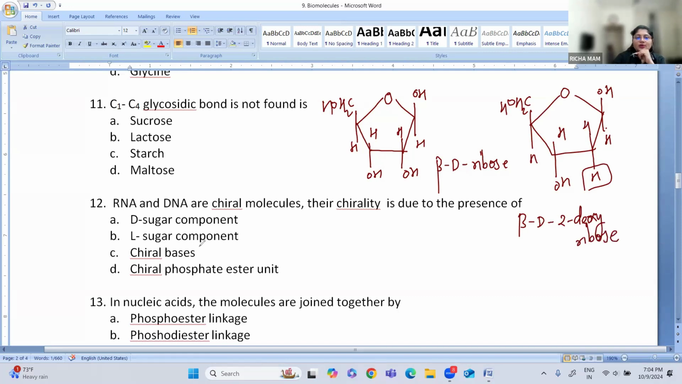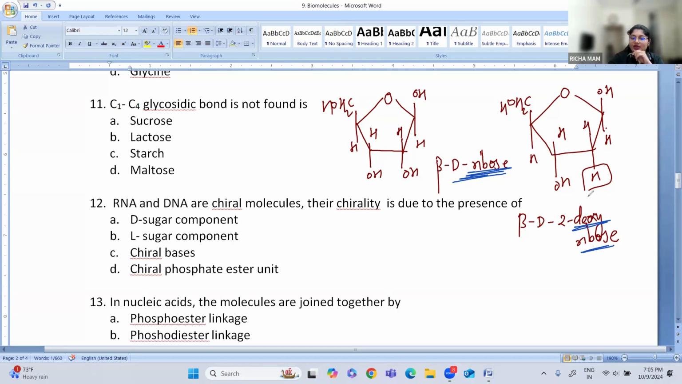Now, why are DNA and RNA chiral molecules? Their chirality is due to the presence of what? In RNA you have ribose sugar, and in DNA you have deoxyribose sugar. Both of these are chiral compounds because of the presence of D-ribose and D-2-deoxyribose sugar.